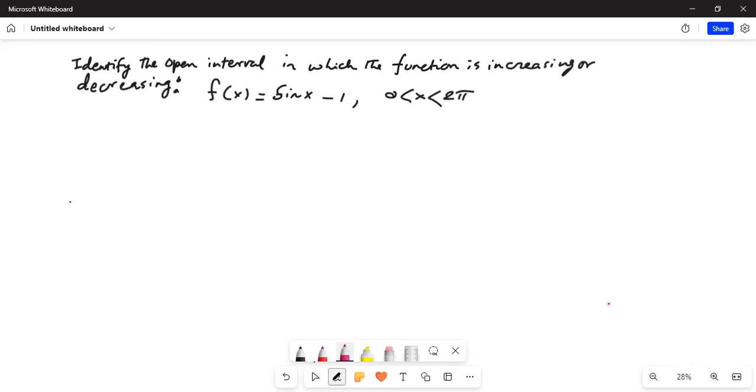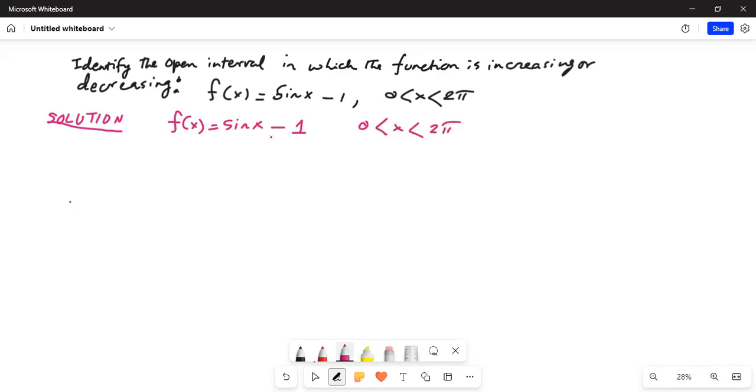Identify the open interval in which the function is increasing or decreasing. The function f(x) is sin x minus 1, and the interval of x is between 0 and 2 pi. Okay, so solution. f(x) is equal to sin x minus 1, and x is between 0 and 2 pi.